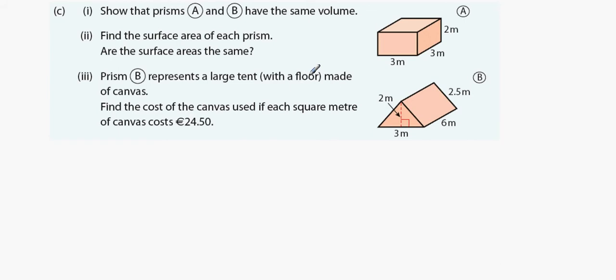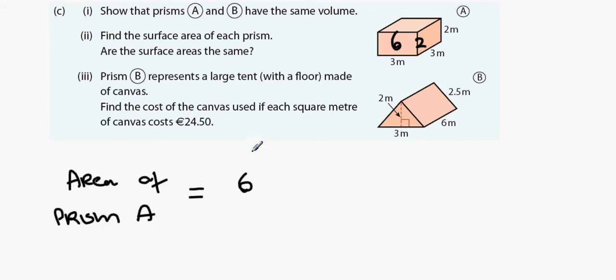Okay. Next one, part C. Show that prisms A and B have the same volume. Okay. So in prism A, we need to get the area of the face. So the area of the face is 3 by 2, which is 6. So volume of prism A equals 6 multiplied by the length, which is, remember, area of face multiplied by length, so it's going to be 6 multiplied by 3, which is going to give us 18 centimeters cubed.